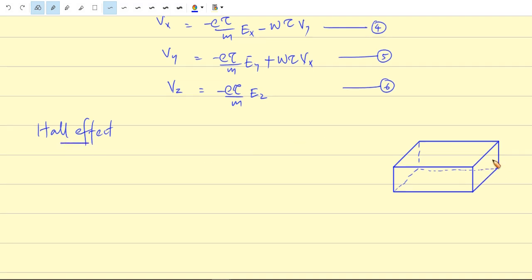Here let us imagine an electric field is applied along this direction, Ex, and a magnetic field is applied in this direction, that is Bz cap, along the z direction. And if the charges are flowing in this direction, that means the current is set up in this direction. So the current density is Jx along the x direction.